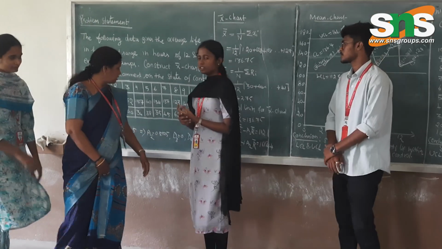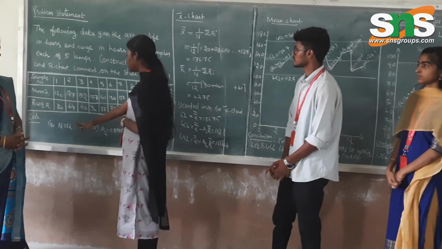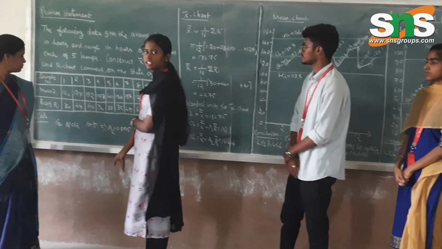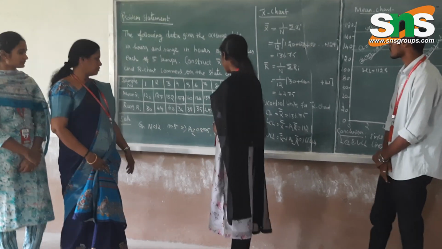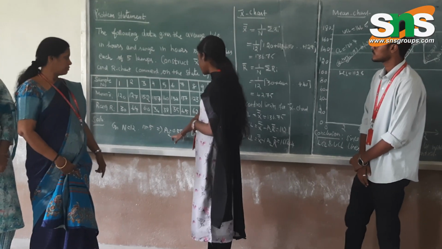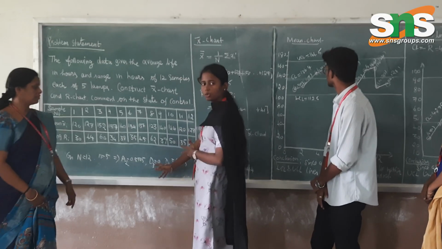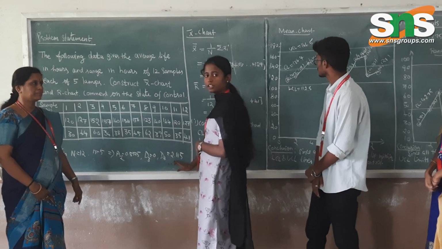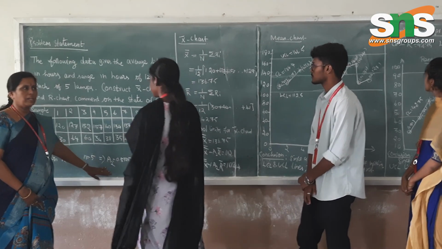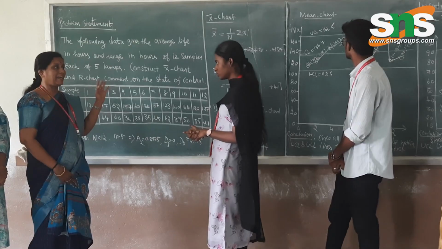Next you proceed. The question already has the given data, so the number of samples is 12. Next, n, the sample size, is 5. Based on the sample size, we assign the values. A2 is 0.5775, and D3 has no value, so we assign it as 0. D4 is 2.115, which will be written in the table.